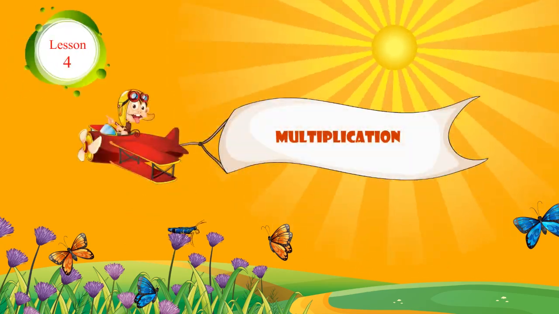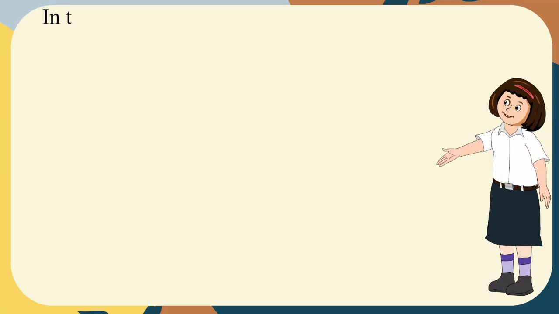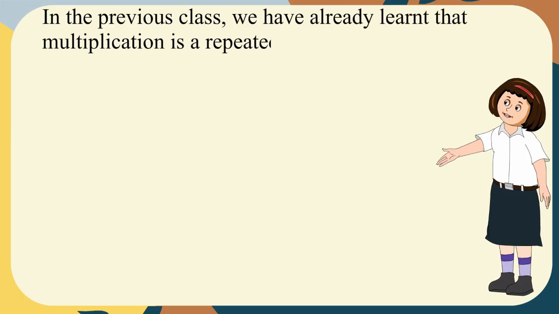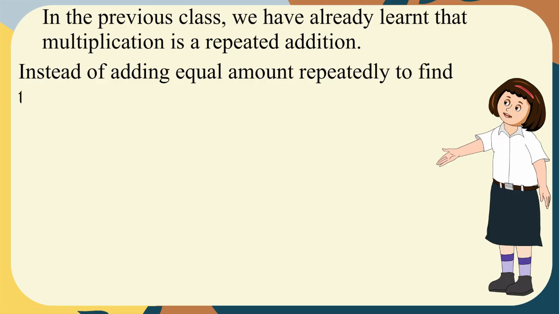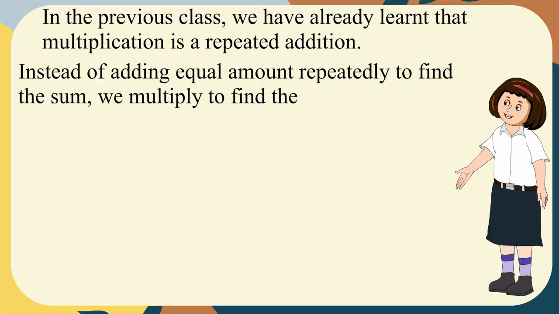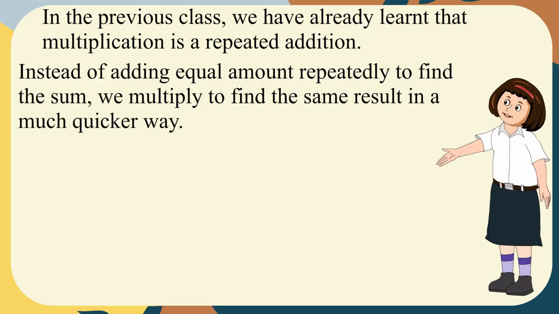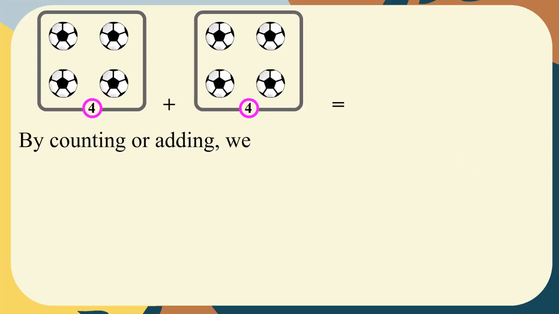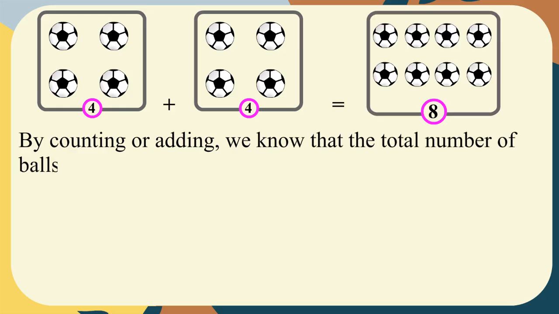Lesson 4. Multiplication. In the previous class, we have already learnt that multiplication is a repeated addition. Instead of adding equal amounts repeatedly to find the sum, we multiply to find the same result in a much quicker way. Consider two groups of balls with 4 balls in each group. By counting or adding, we know that the total number of balls is 8.